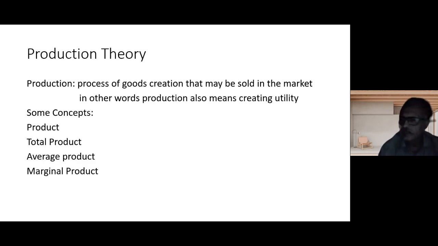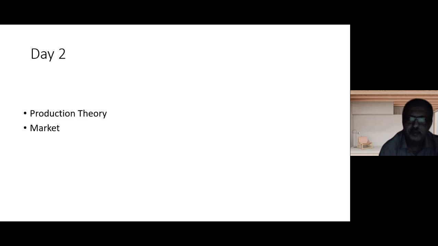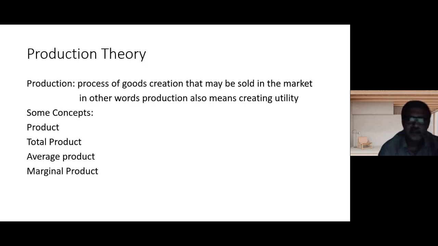Right. So let's start. These are the two concepts which I am going to discuss today. The first one is production theory and the second one is market. So let's start with production theory first. Production theory, as the word production, the theory is something which is related with the entire process of production. So it is important for us to understand what this production is all about.